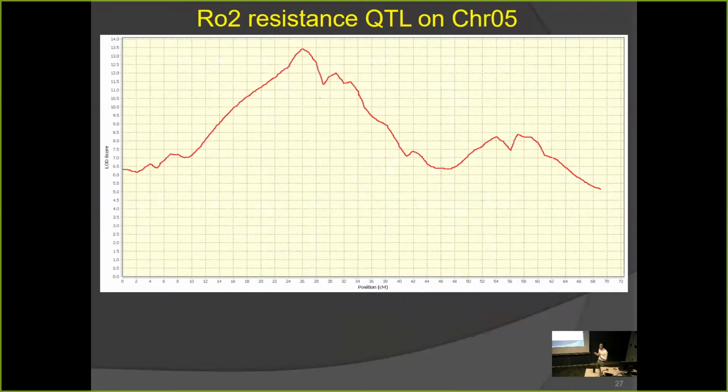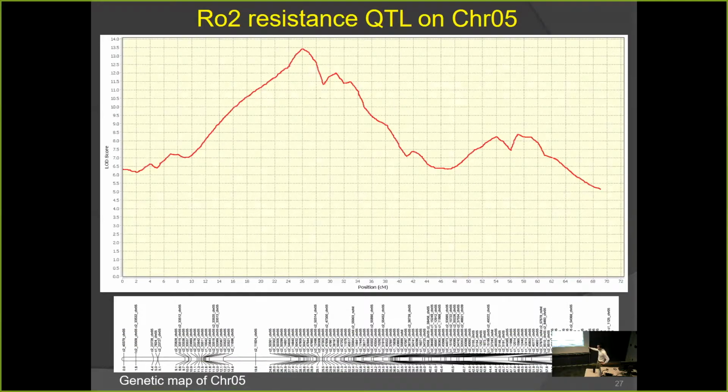And this is one of the examples of the QTL map, especially the chromosome 5 QTL map. In this case, the x-axis represents the genetic map position, the unit is centimorgan, and the y-axis represents the LOD score. And we found two significant QTL peaks on chromosome 5: at 26 centimorgan with a LOD score of 13.4, and the second largest QTL peak at 59 centimorgan with a LOD score of 6.6.